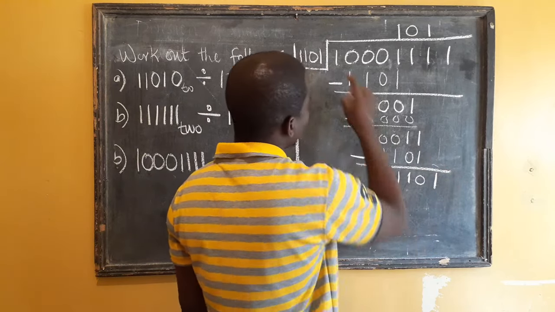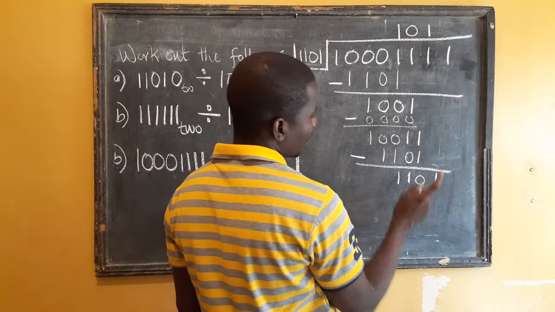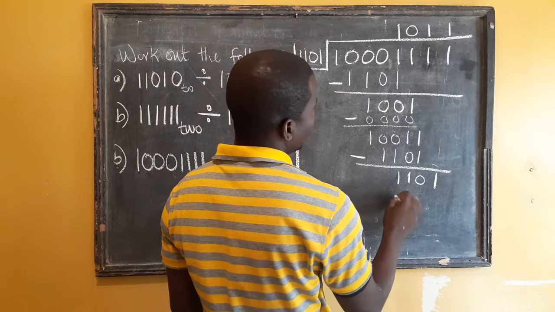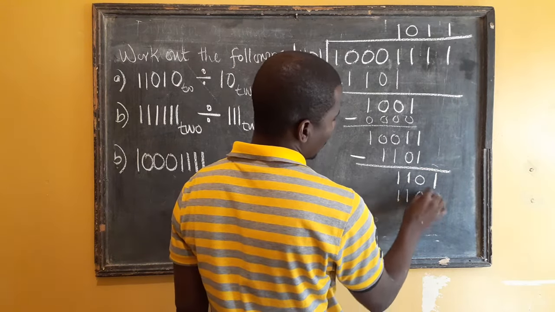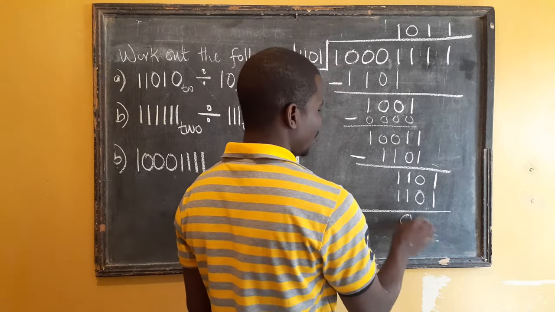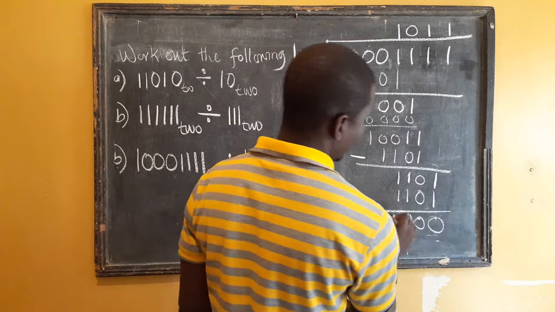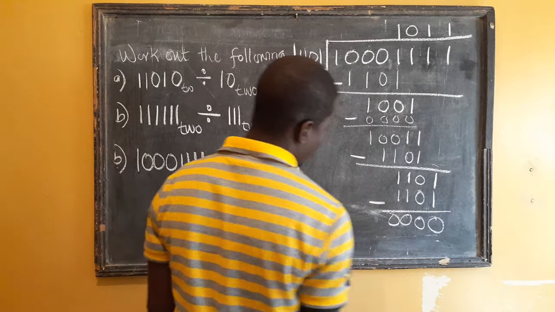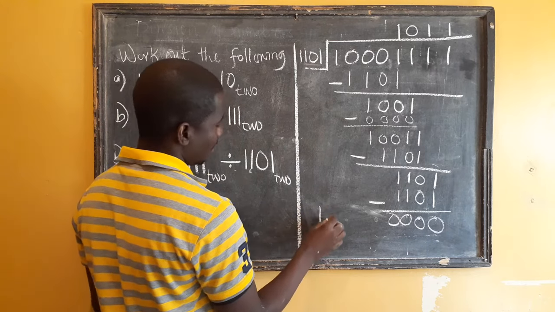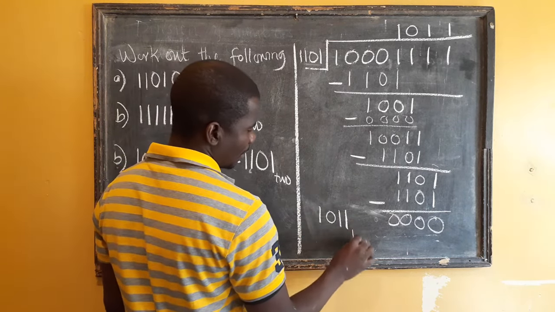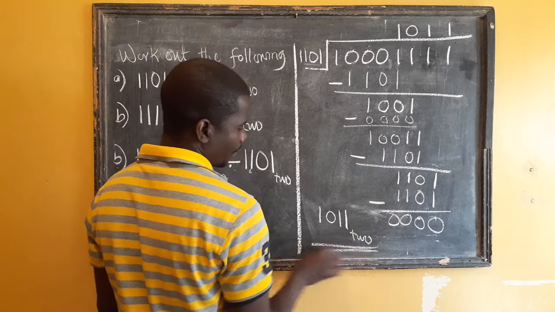Okay? Can this number go into this one? Yes. How many times? 1. So you multiply, have 1, 1, 1. What do we get? 0, 0, 0, 0. So our answer is in base what? Base 2.